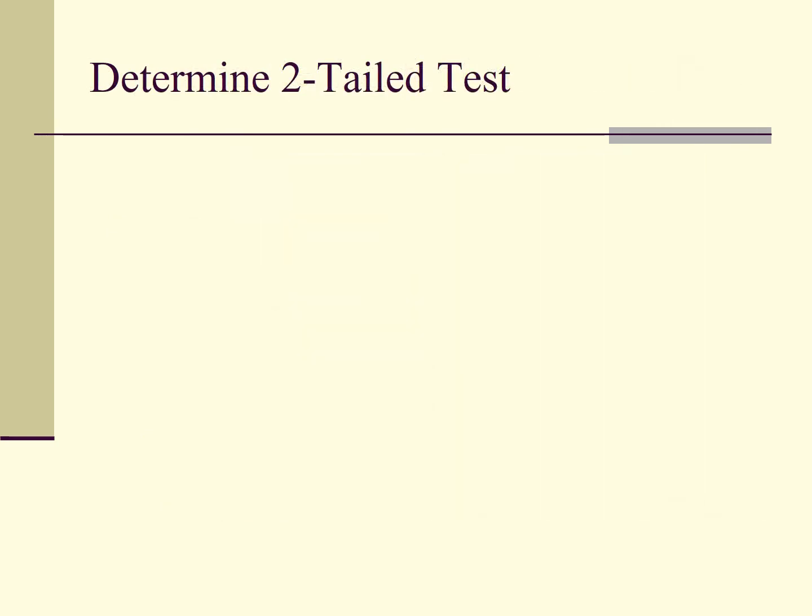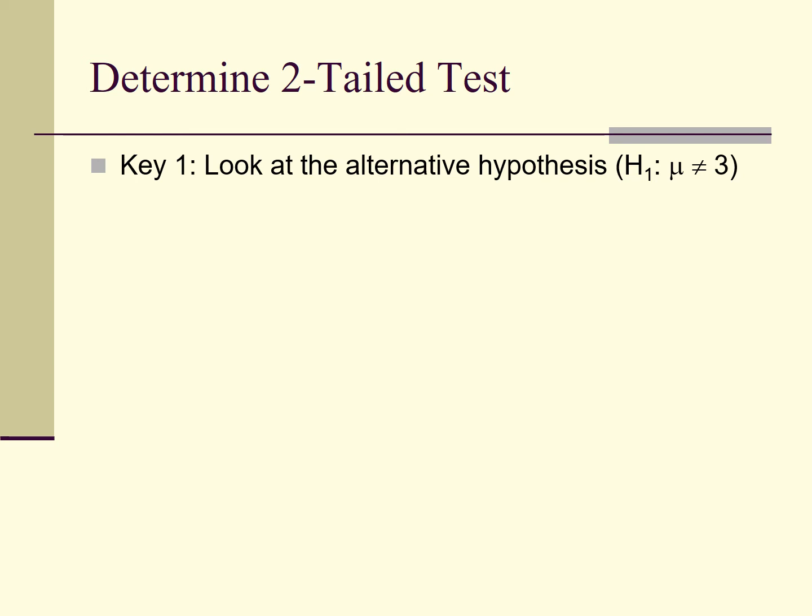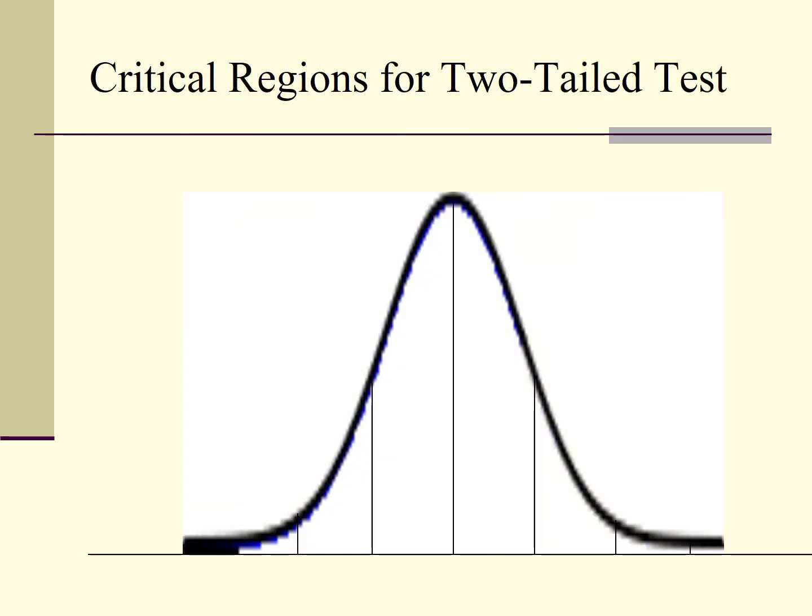How to determine if it is a two-tailed test? Again, we should look at the alternative or research hypothesis. If it is mu does not equal to something, mu is different from the population mean of 3, for example, then we draw the distribution. If the center of the distribution is 3, then according to the research hypothesis, mean does not equal to 3. So it could be greater than 3, it could be less than 3. We should look at both tails. And the alpha of 0.05 is split into the two tails.